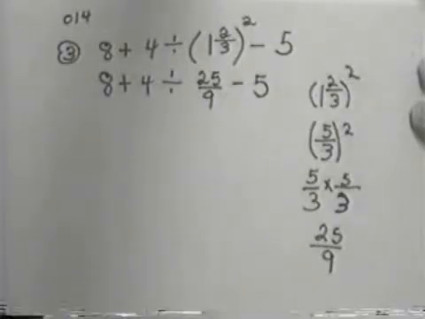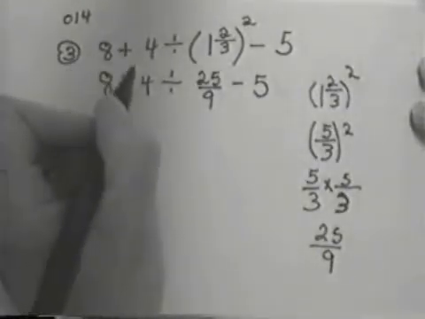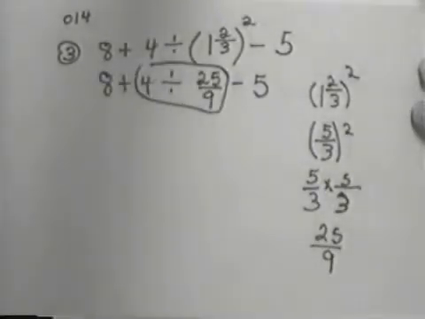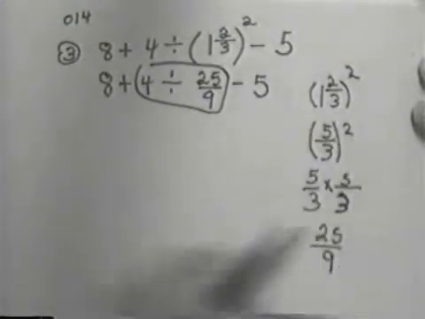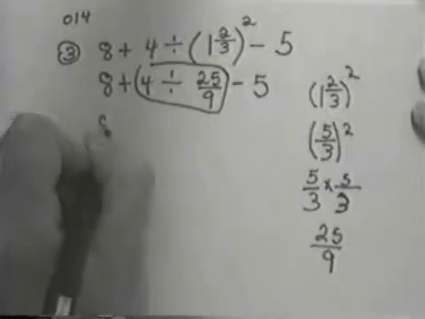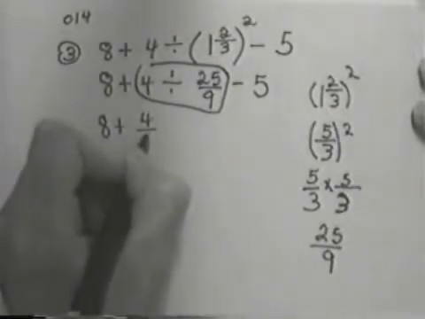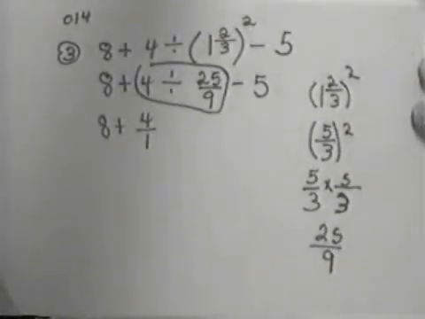So now look at my problem and decide what I need to do next. Well, my rule tells me after I finish doing exponents, I multiply and divide from left to right. And I only have one of these in here, this division. So I need to do the 4 divided by the 25/9. I think I'll go ahead and do that in the problem since I've used up a space over here. So that would be 8 plus, and I'd want to make that 4 look like a fraction, so I'd write it 4 over 1.